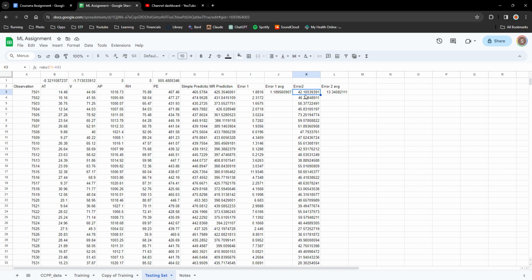On the multiple regression, you can see that the difference is quite a bit over here. And so when you average it out, it ends up being 13. So overall here, it seems a simpler model works really well here. And it seems that using the one feature of temperature to estimate energy is the way to go. So that is all for this video.